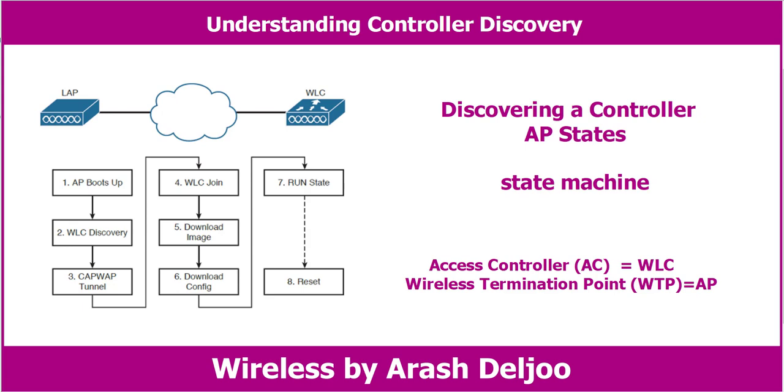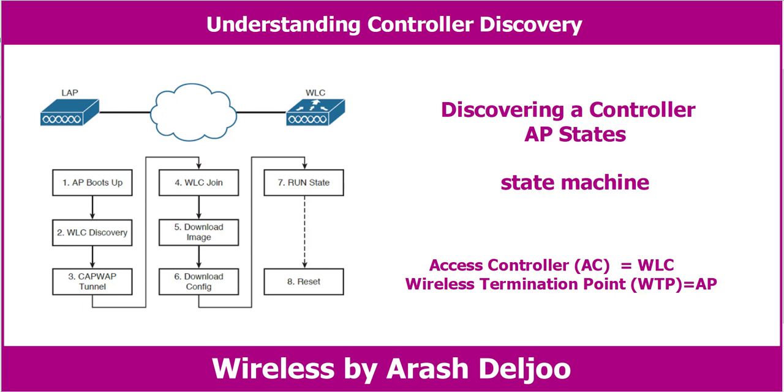The terms used in the RFC differ somewhat from the ones used in a Cisco Unified Wireless Network and this video. For example, access controller or AC refers to a wireless LAN controller, whereas wireless termination point or WTP refers to an AP. The sequence of the most common states, as you can see in this figure, is as follows. Actually, here we are learning about the AP states from step 1 to step 8.